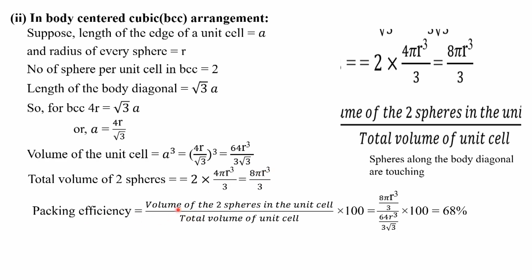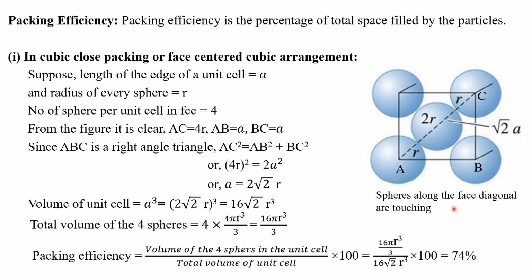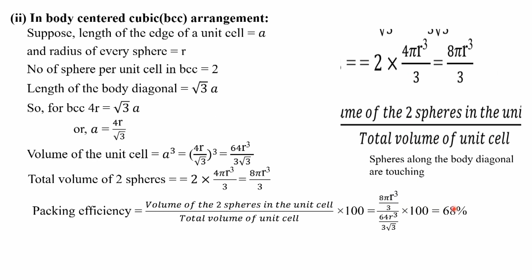So the packing efficiency, again, is the volume of the two spheres in the unit cell. What is the volume of the two spheres? That is 8 pi r cube by 3. And the total volume of the unit cell is 64 r cube by 3 root 3, times 100. So we get 68%. So what did we find? We found that in cubic close packing or face centered cubic arrangement, the packing efficiency is 74%, whereas in the BCC arrangement, the packing efficiency is 68%.